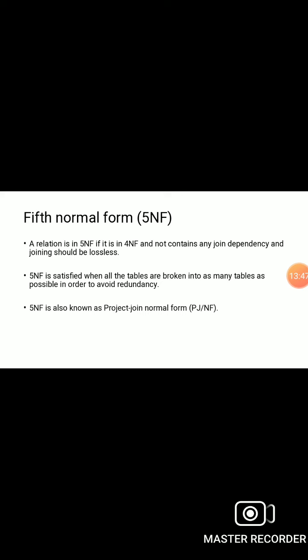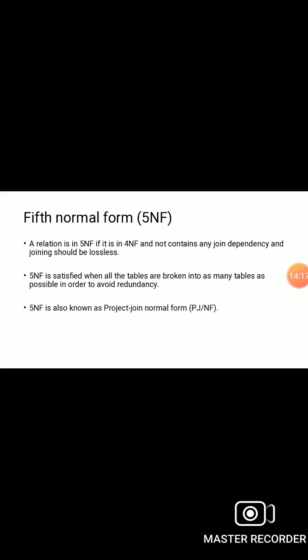And coming to the fifth normal form, a relation is in fifth normal form if it is in fourth normal form and does not contain any join dependency, and joining should be lossless. 5NF is satisfied when all the tables are broken into as many tables as possible in order to avoid redundancy. These are all the normal forms.